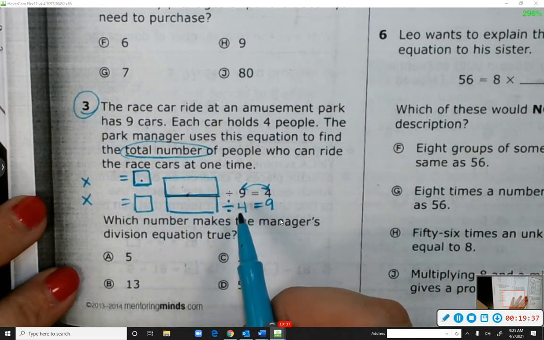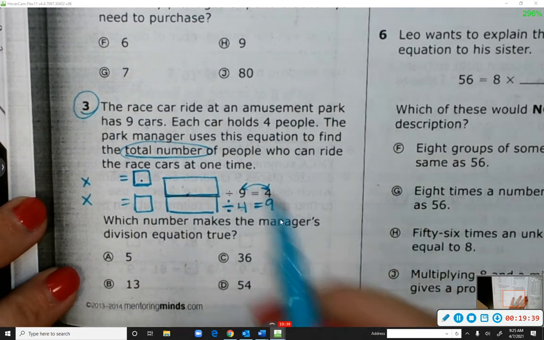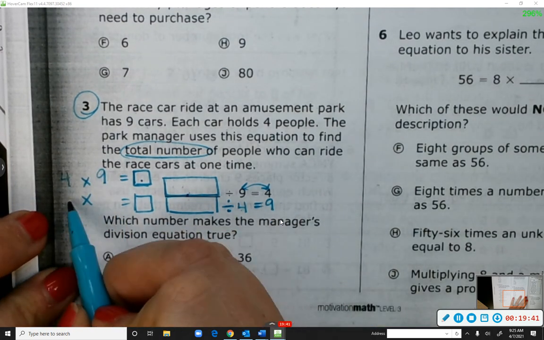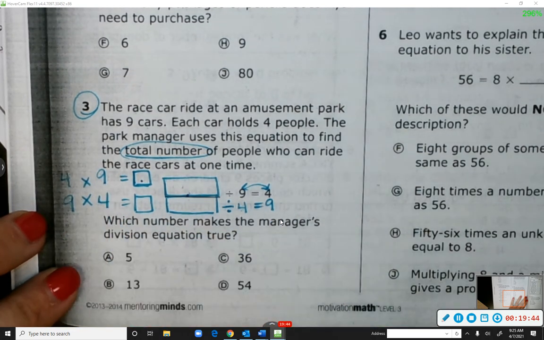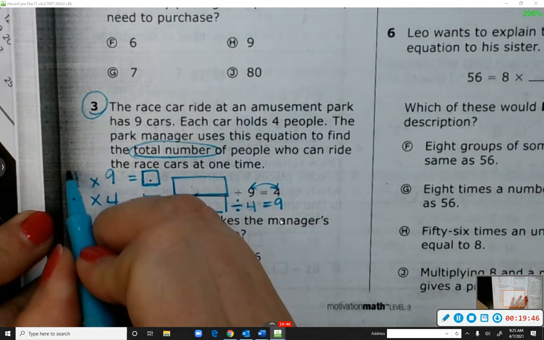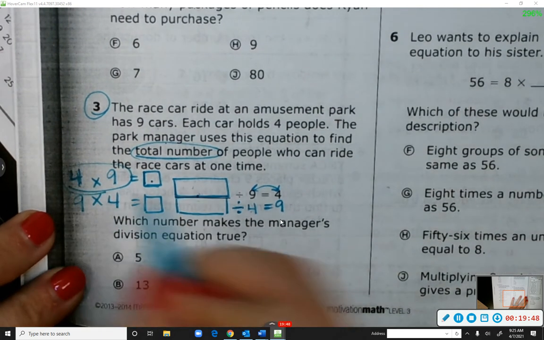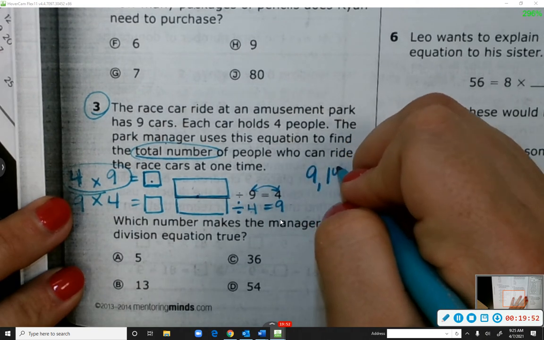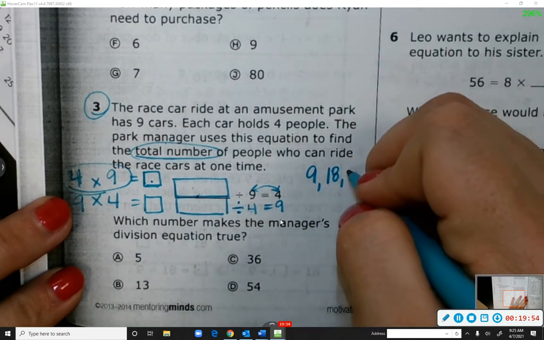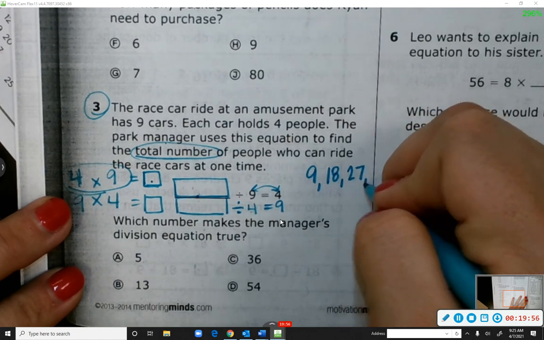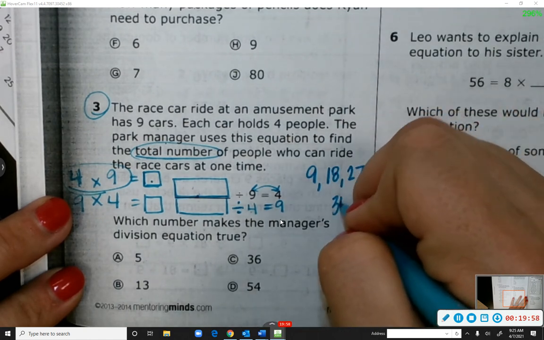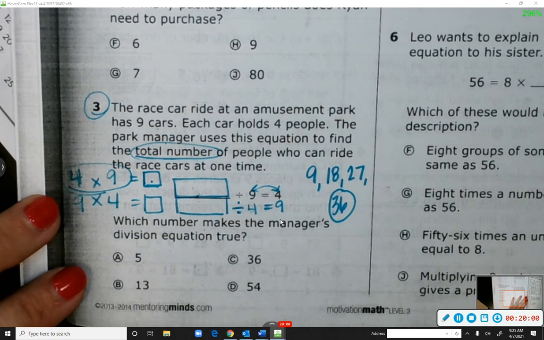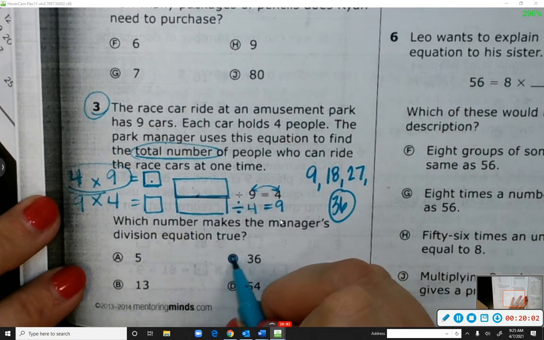Okay? So now I just need to fill in the 4 and the 9. 4 times 9, 9 times 4. Now do I have a problem I can work out? Yes. 4 times 9, I could do 9, 18, skip counting would be 27, 36. Okay, so C was the correct answer.